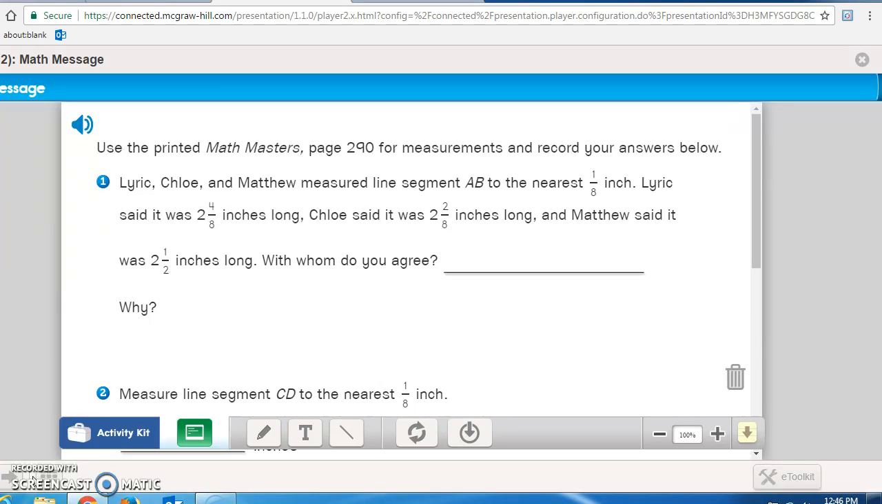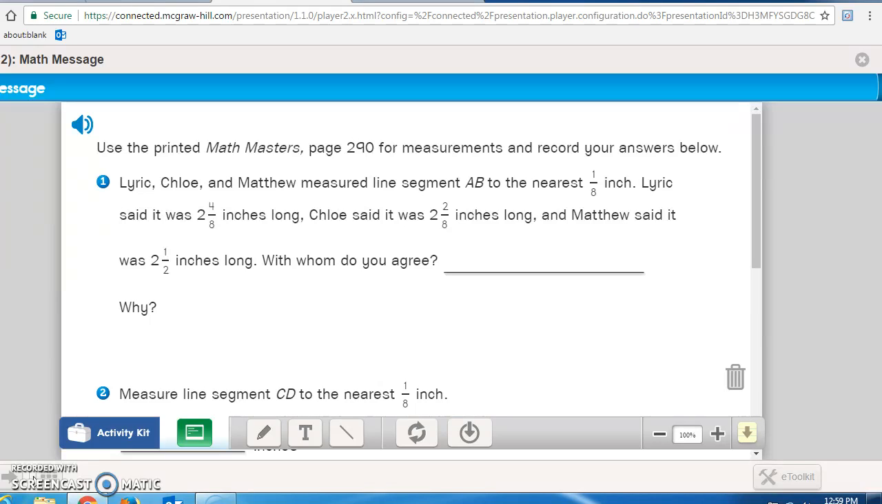How could we find the combined length of line segment AB and line segment CD? Well, hopefully you would add 2 4/8 inch with 4 7/8 inch. The combined length of those two line segments would be what? Pause the recording now and add those numbers together. You should have come up with 6 11/8, which is equal to 7 3/8.